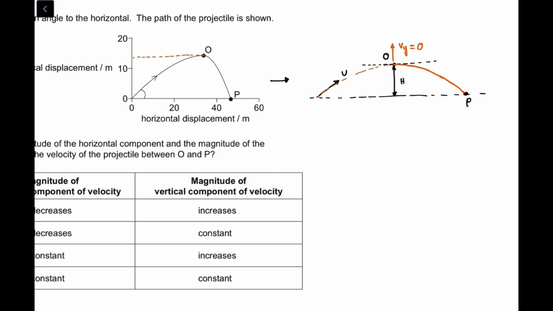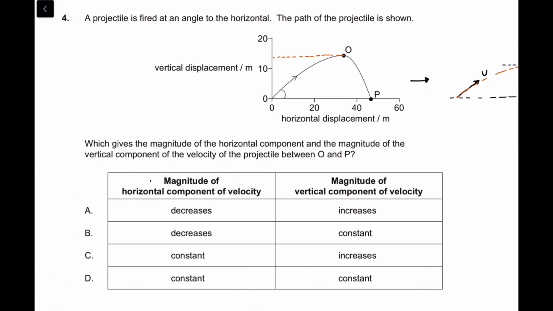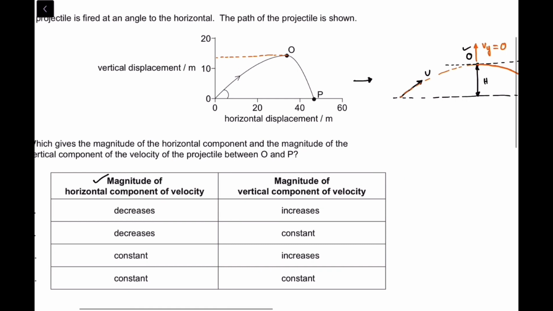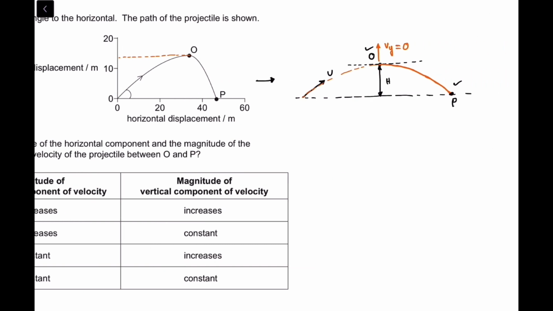Now all the points will be considered between this point O and this point P. The magnitude of the horizontal component of velocity, Vx, is obviously constant in a projectile motion. Why? Because there is no acceleration along the x-axis. No wind is blowing along the x-axis. So acceleration along the x-axis is 0, and that's why the velocity along the x-axis is constant.